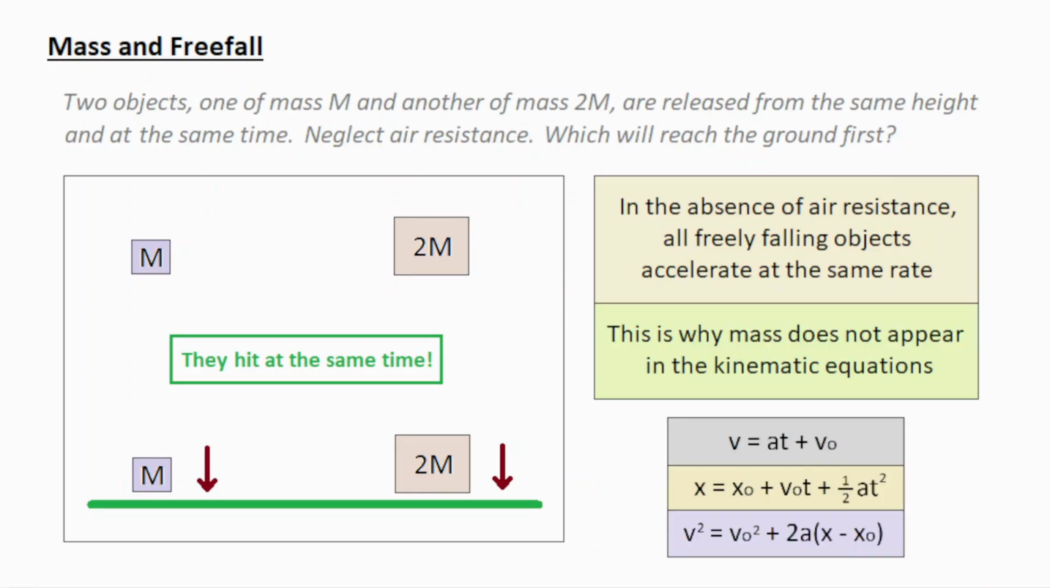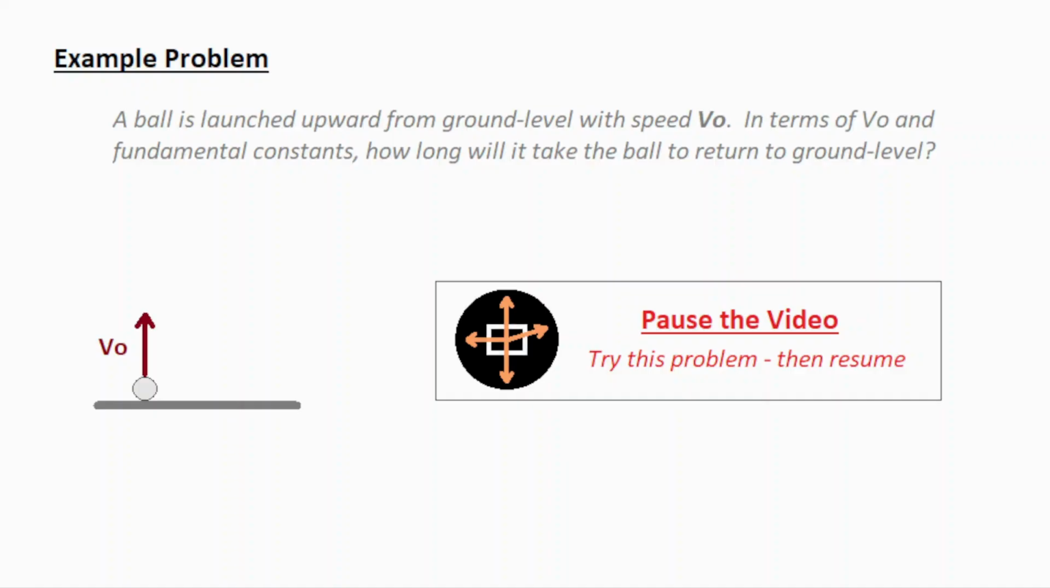As we look back over the kinematic equations of motion, observe that there is no variable for mass represented, so that would be reason to believe that mass is not a contributing factor when considering the motion of freely falling objects. Let's end with an example problem.